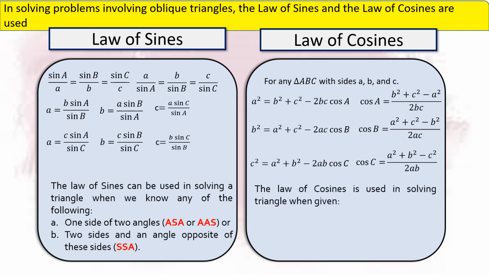So the law of cosines is used in solving a triangle when given A, two sides and the included angle, or the SAS, and then B, three sides, or the SSS.